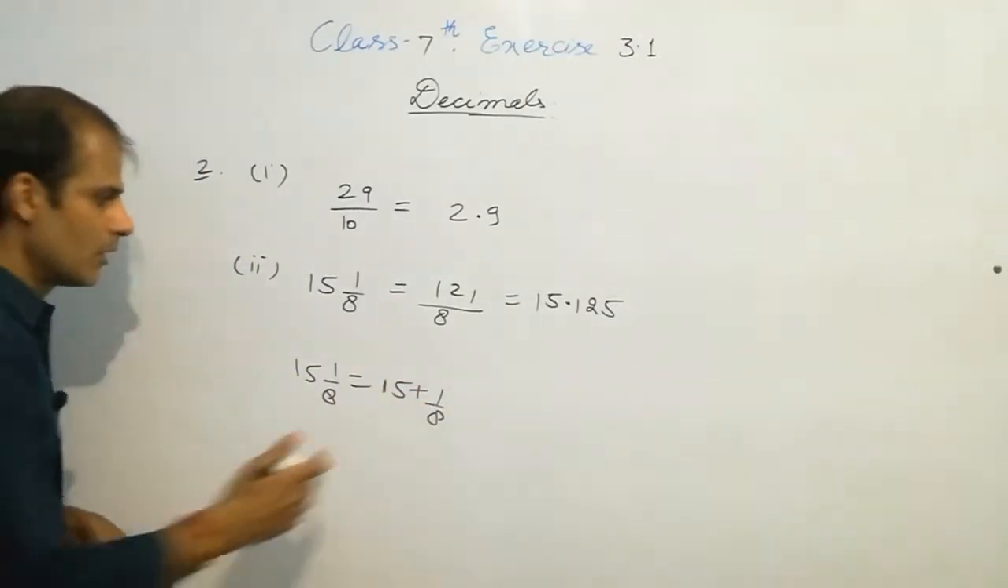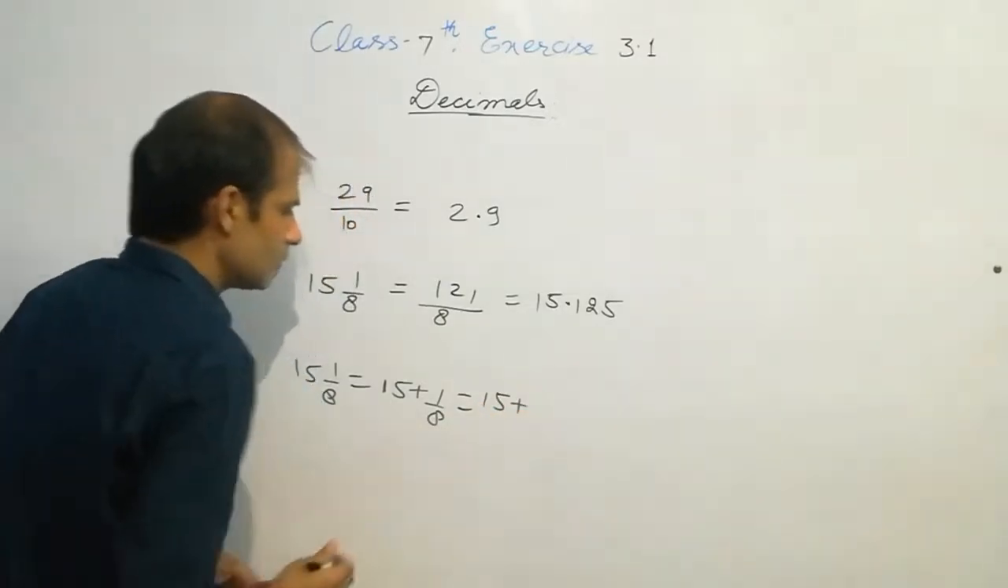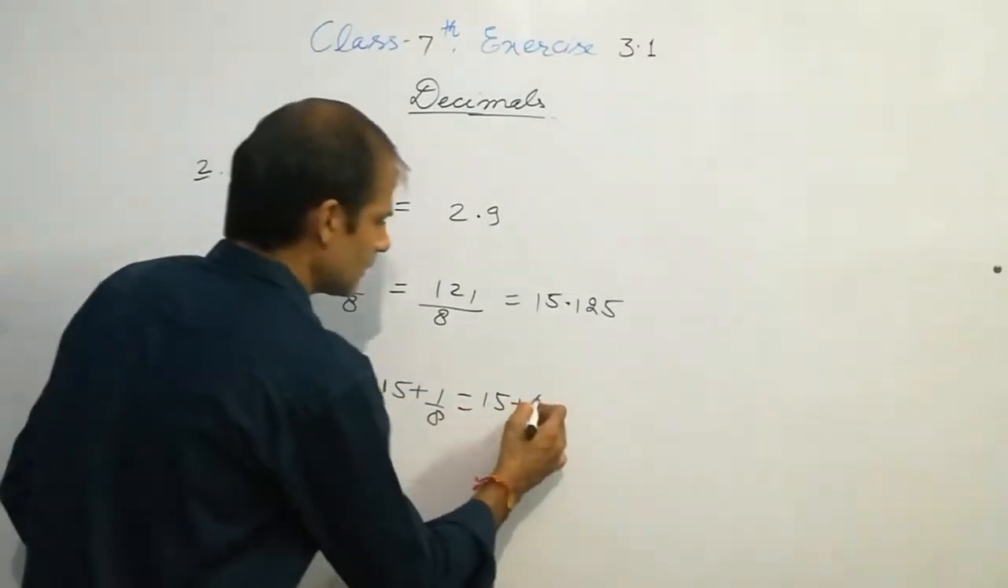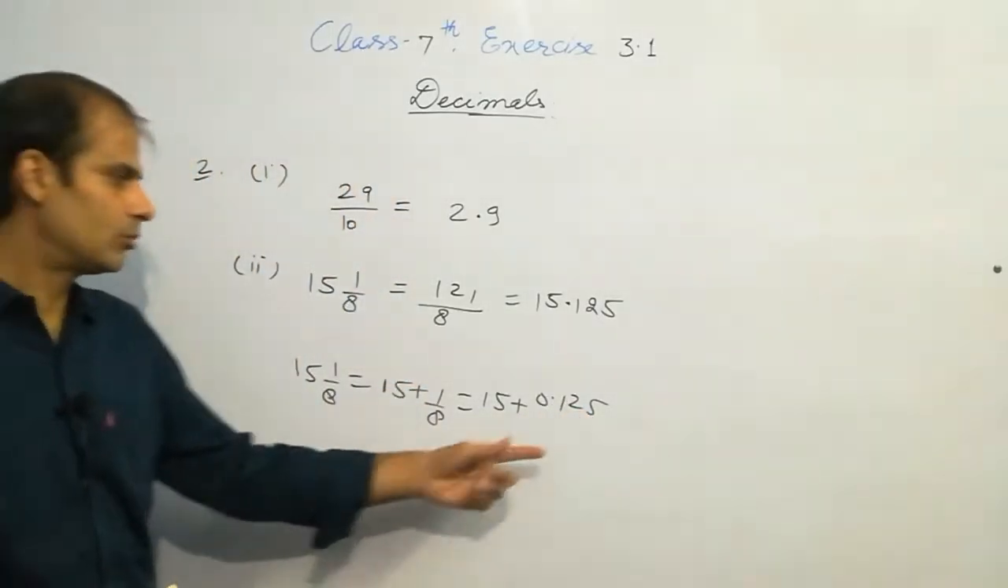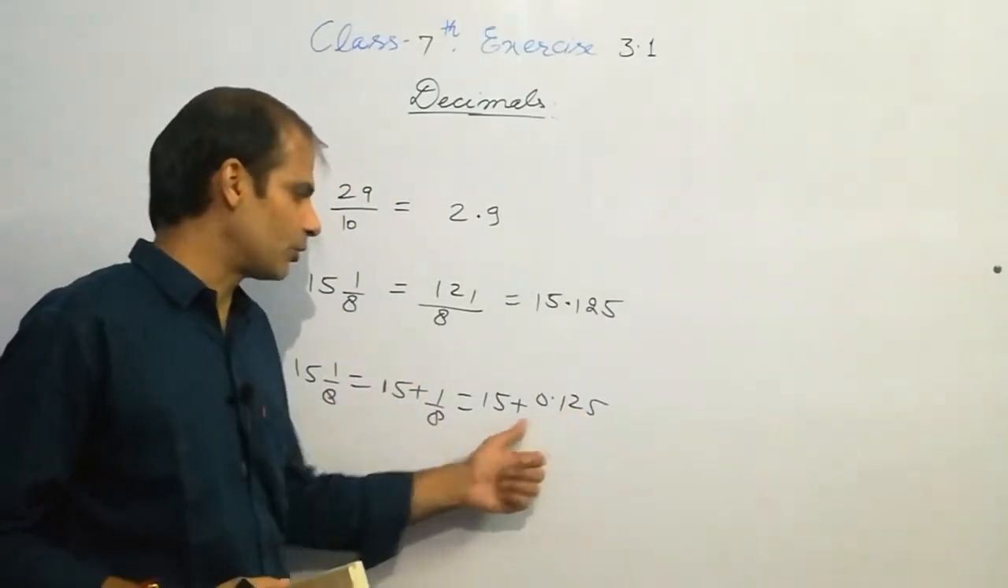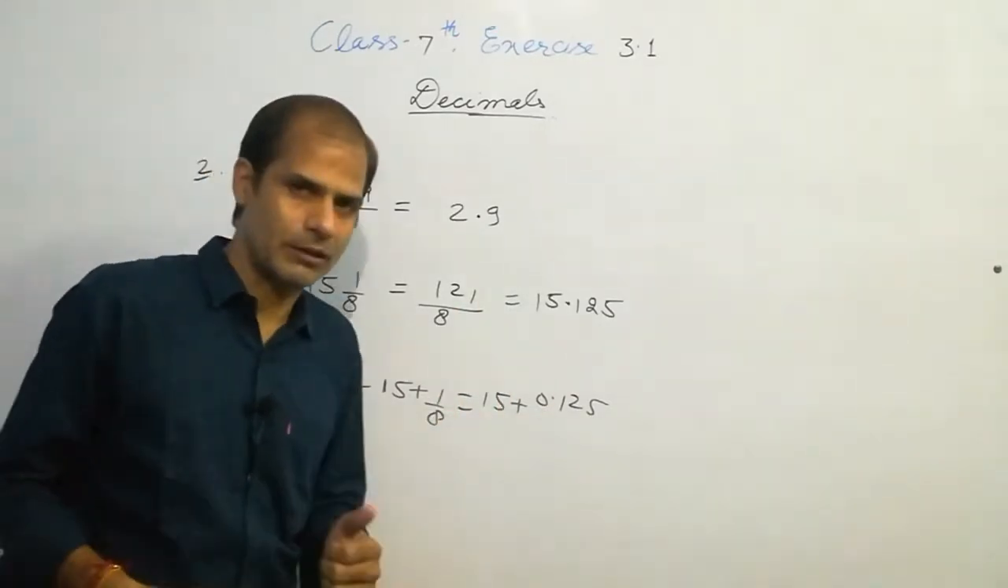Both are equal. Now remember the value of 1 upon 8, that is 0.125. Means if you divide 1 by 8, you get this value, and finally add both these, you get 15.125. Okay.